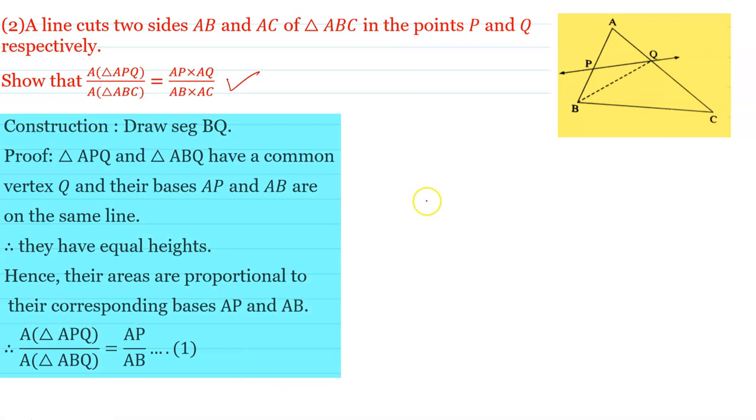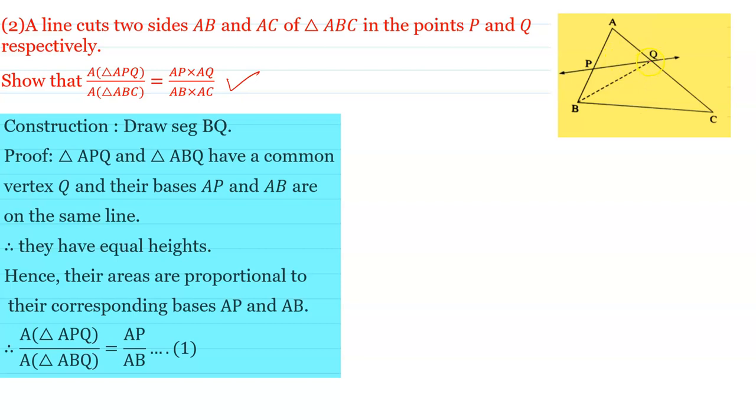Now the answer. First, the construction: draw BQ. इथे BQ आपण draw करणार. Now we consider the triangle APQ and the triangle ABQ. हे दोन्ही triangle consider करणार.